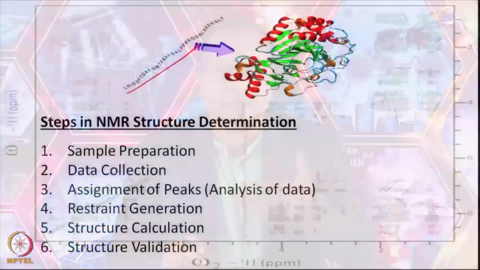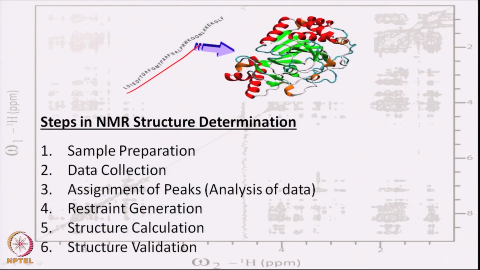So the steps in NMR structure determination: the first one is sample preparation. How to prepare a clean sample which is amenable to NMR, whether it is a peptide or a protein. For today's lecture, let us concentrate on peptides. You have to synthesize the peptide either by bacterial expression or by chemical synthesis. Then you need to purify this peptide to maximum purity, more than 98% or 99%.